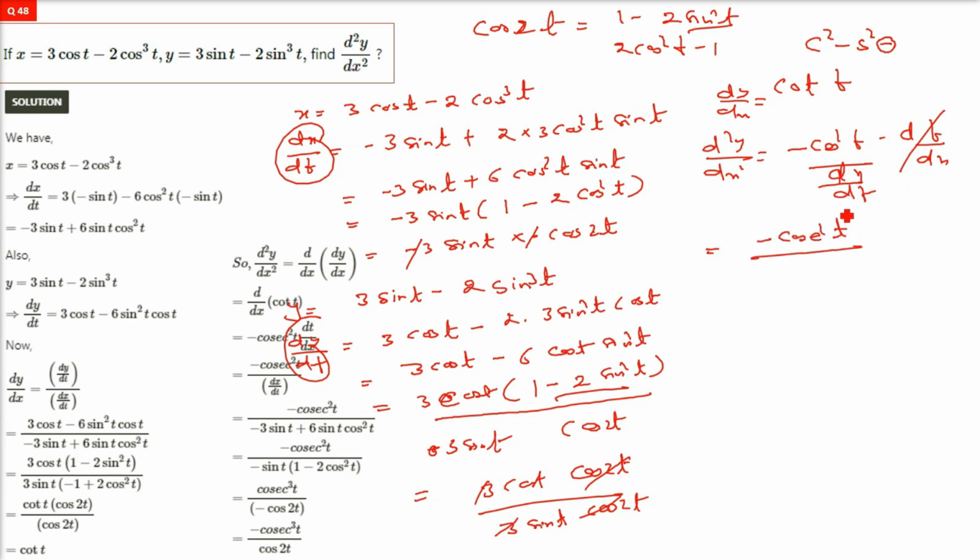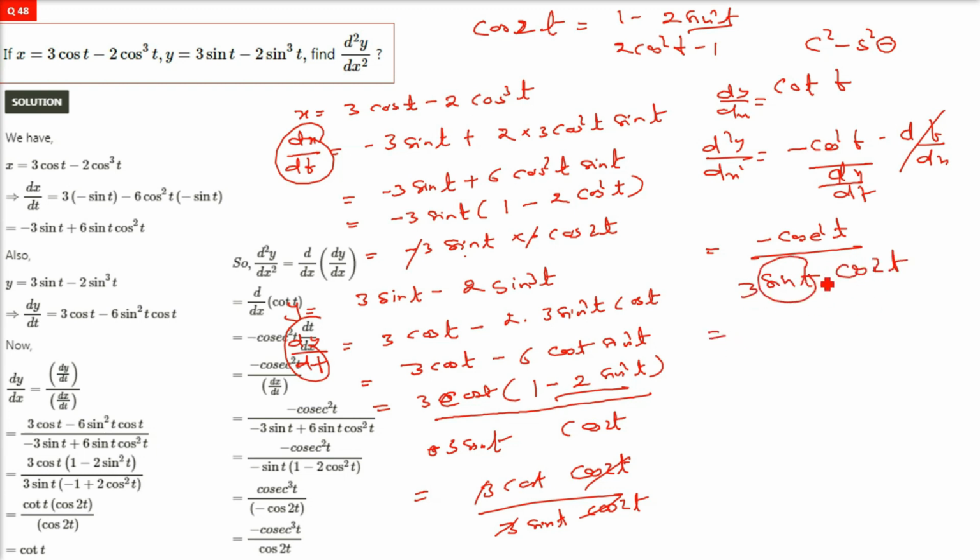Minus cosec square t, dx by dt is what? We already found out, this one. So I am going to take this in the denominator and try to find out how we can simplify these two. So minus cosec square t, here we have sin t, we have 3 sin t cos 2t. So I am writing it here in the denominator, 3 sin t cos 2t.